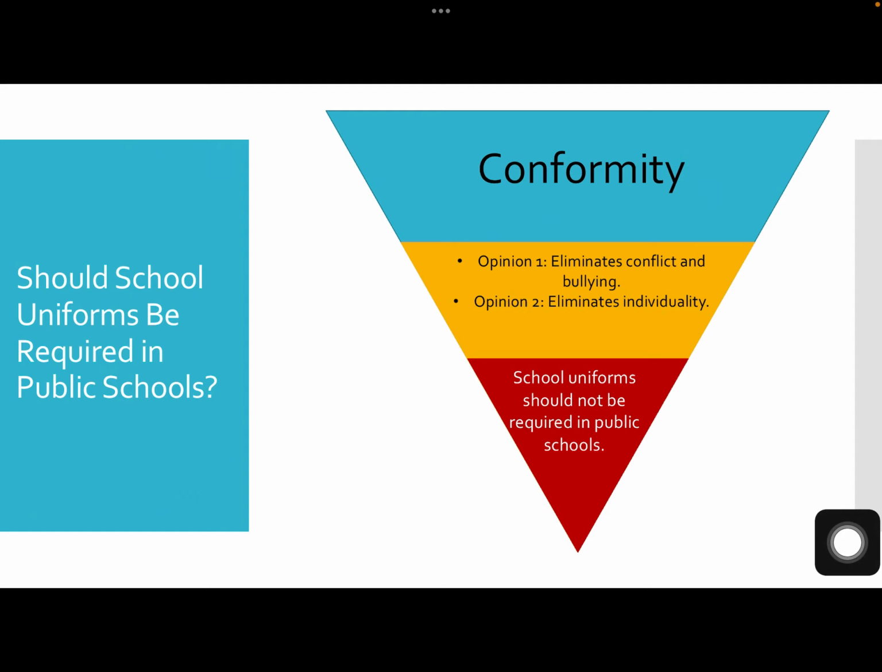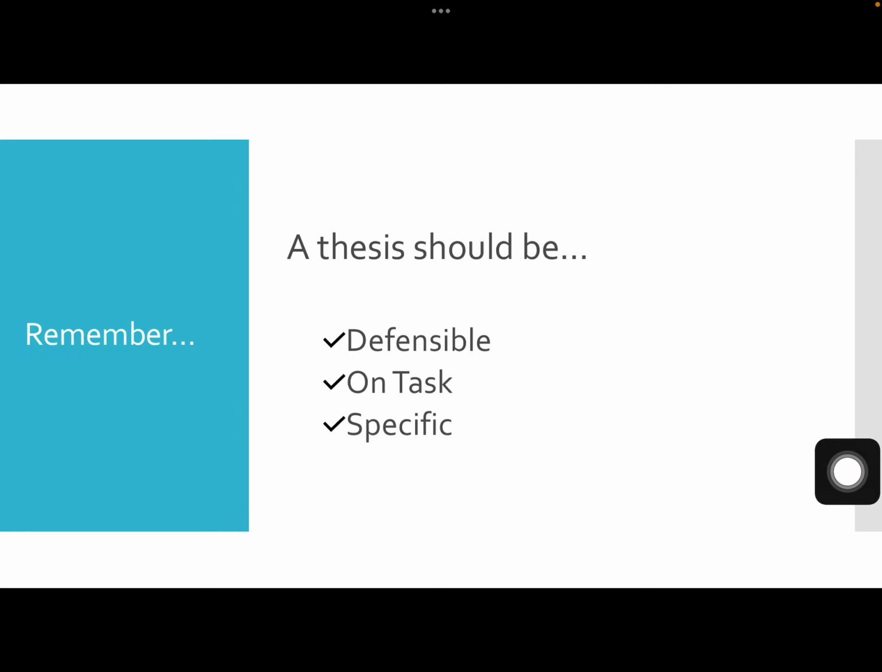That's where the specific argument happens, where we make our individual argument about the school uniform. In this case, school uniforms should not be required in public schools. This is just to illustrate how we started very broad up here with conformity, narrowed it a little bit to talk about uniforms and introduced those two different opinions on it, and then led to here where we stated a thesis statement that addresses our writing task. So that's the general format we want to use.